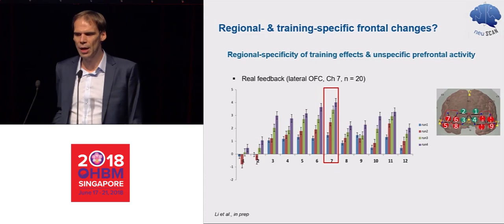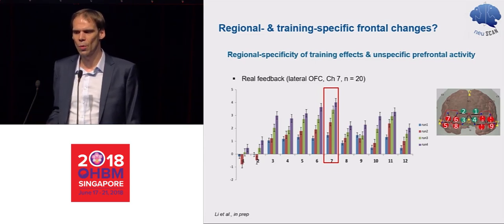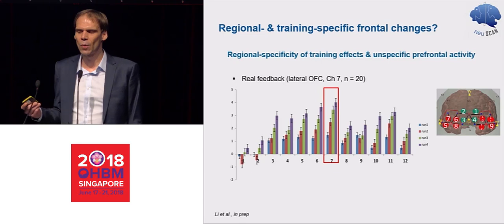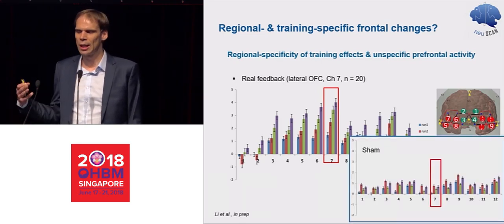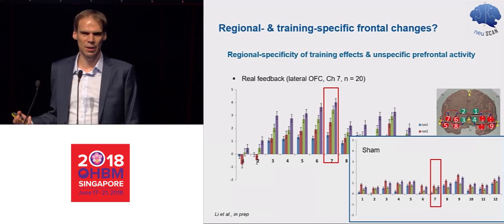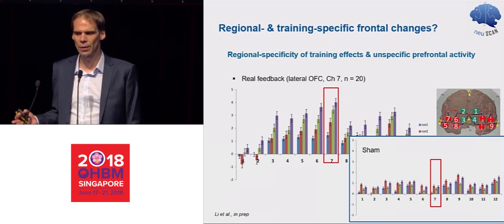The good news is, however, if we plot this for the sham control group, we don't see corresponding changes. So it seems at least that these are not just changes related to, for example, a higher cognitive effort or things like that. So it's really related to the training itself, but they are not so regionally specific.